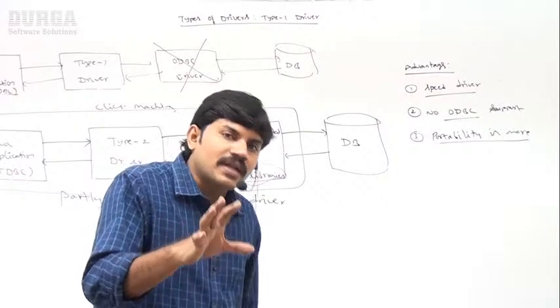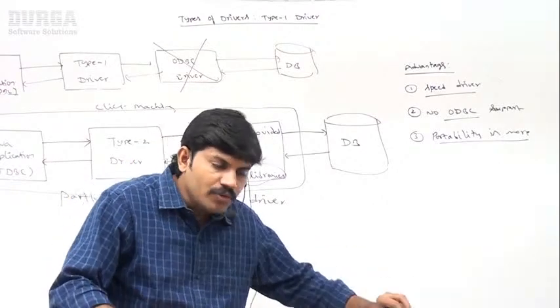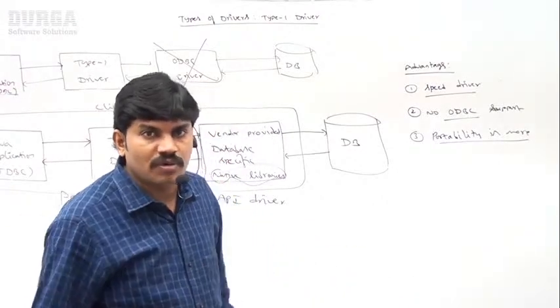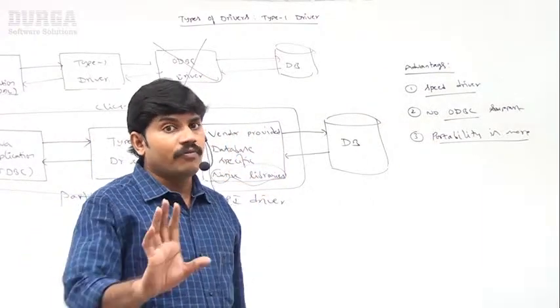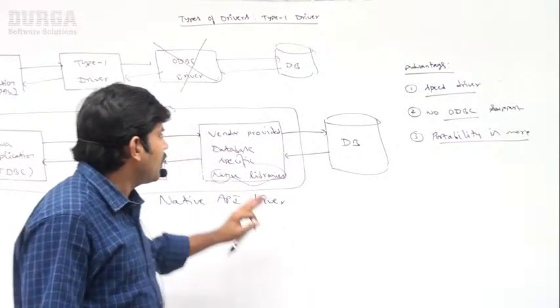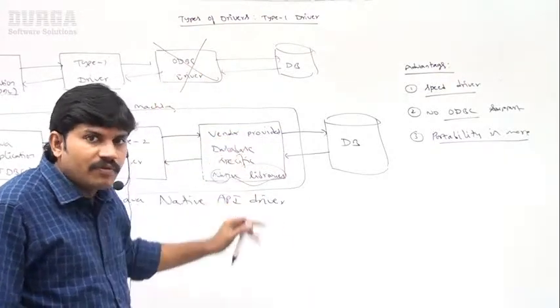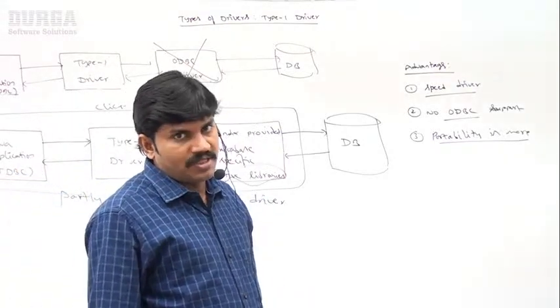So the type 2 driver can work for Windows, can work for Linux, can work for Sun Solaris, but the type 1 driver can work only for Windows machines. That's why, when compared with the type 1 driver, type 2 driver portability is more. Remember this one.